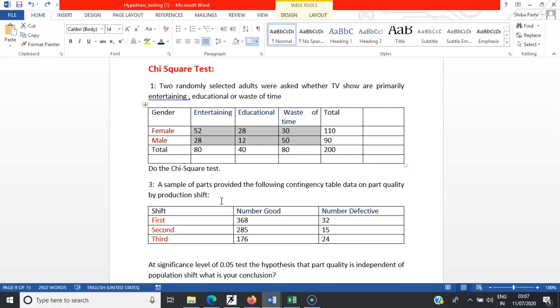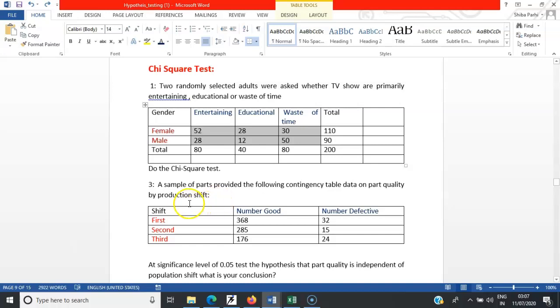If there is no association, the chi-square value will be very close to zero. If there is a strong association, the chi-square value will be far from this neutral value. So this example is for adults who watch television for entertainment, education, and those who feel it is a waste of time, with gender.